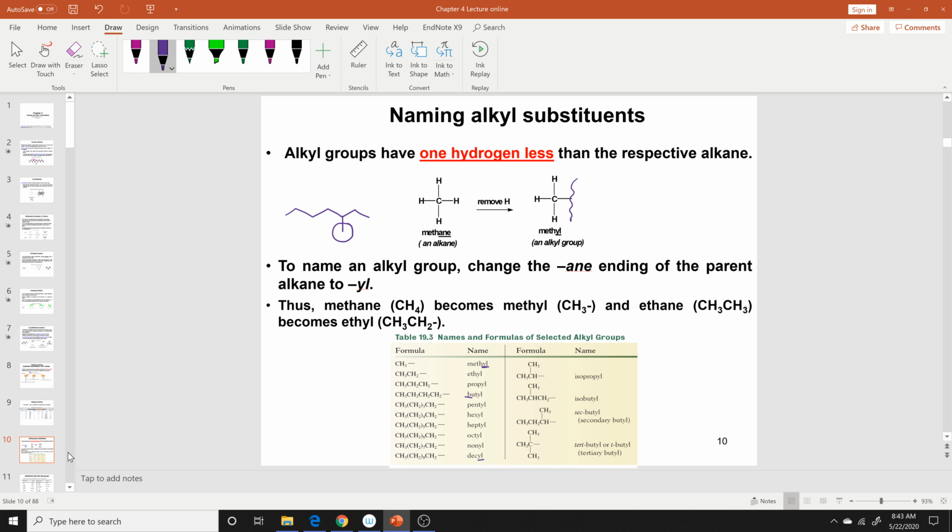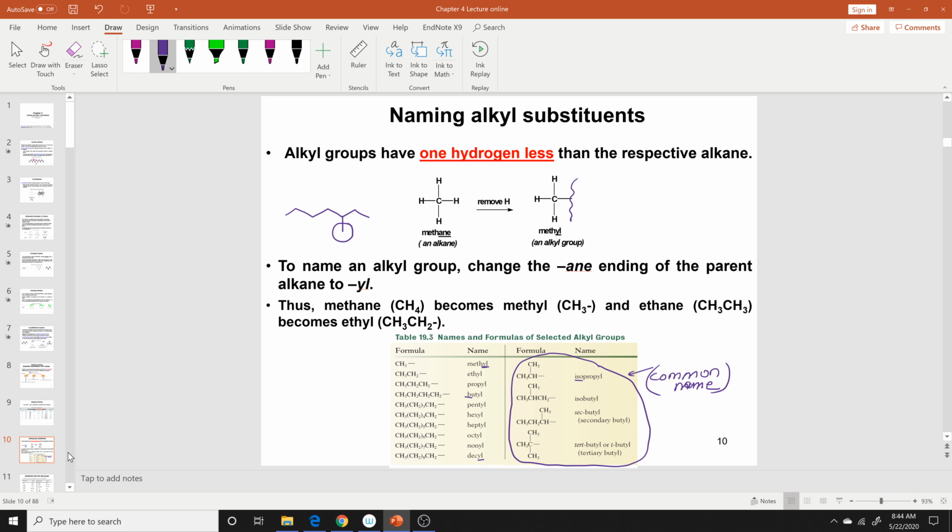There are certain groups that, for simplicity, we name as a group. For example, if you have this structure where you have 2 CH3s connected by a CH, this is called iso. And count the carbons: 1, 2, 3, it's called an isopropyl. Now see all of those names that you see? These we call common names. They invented this way to name certain groups as a bunch, as a whole, instead of naming them individually.